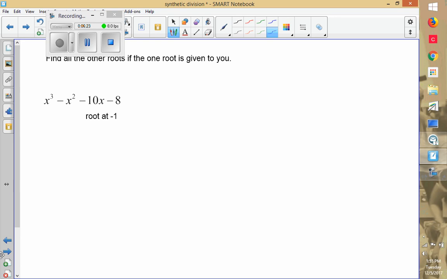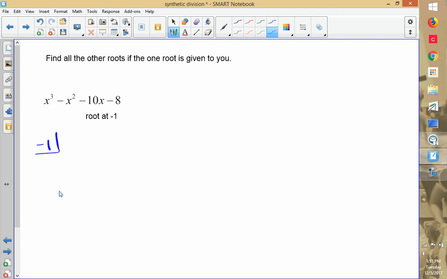So what I have on the board, we have a cubic. It is not factored, so we don't know all of the roots. I'm going to give you the information that we have a root at negative 1. So if the instructions say, find all the other roots if one root is given to you, you know that root is negative 1. So we can do synthetic division. This is probably quicker than long division from the other day.